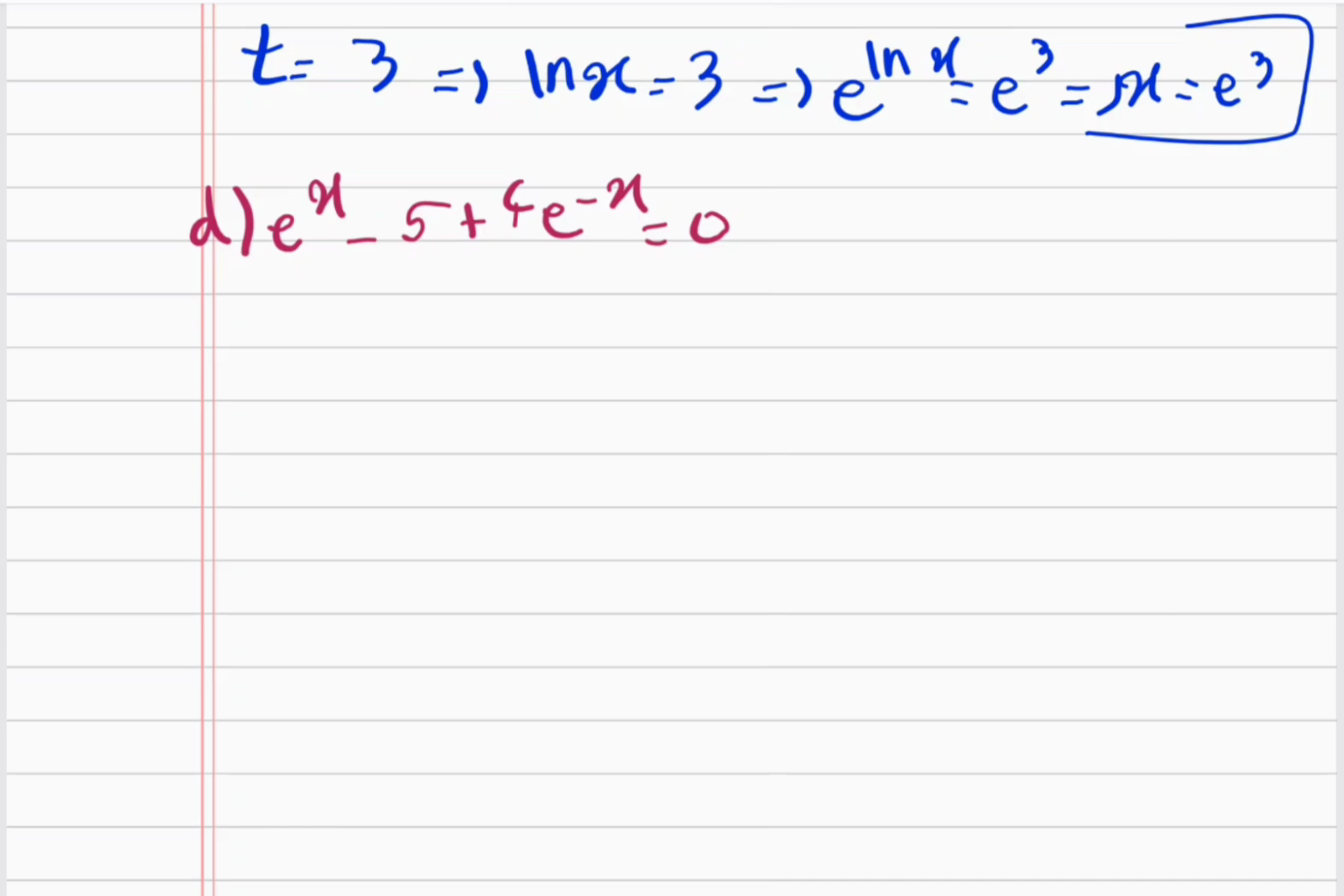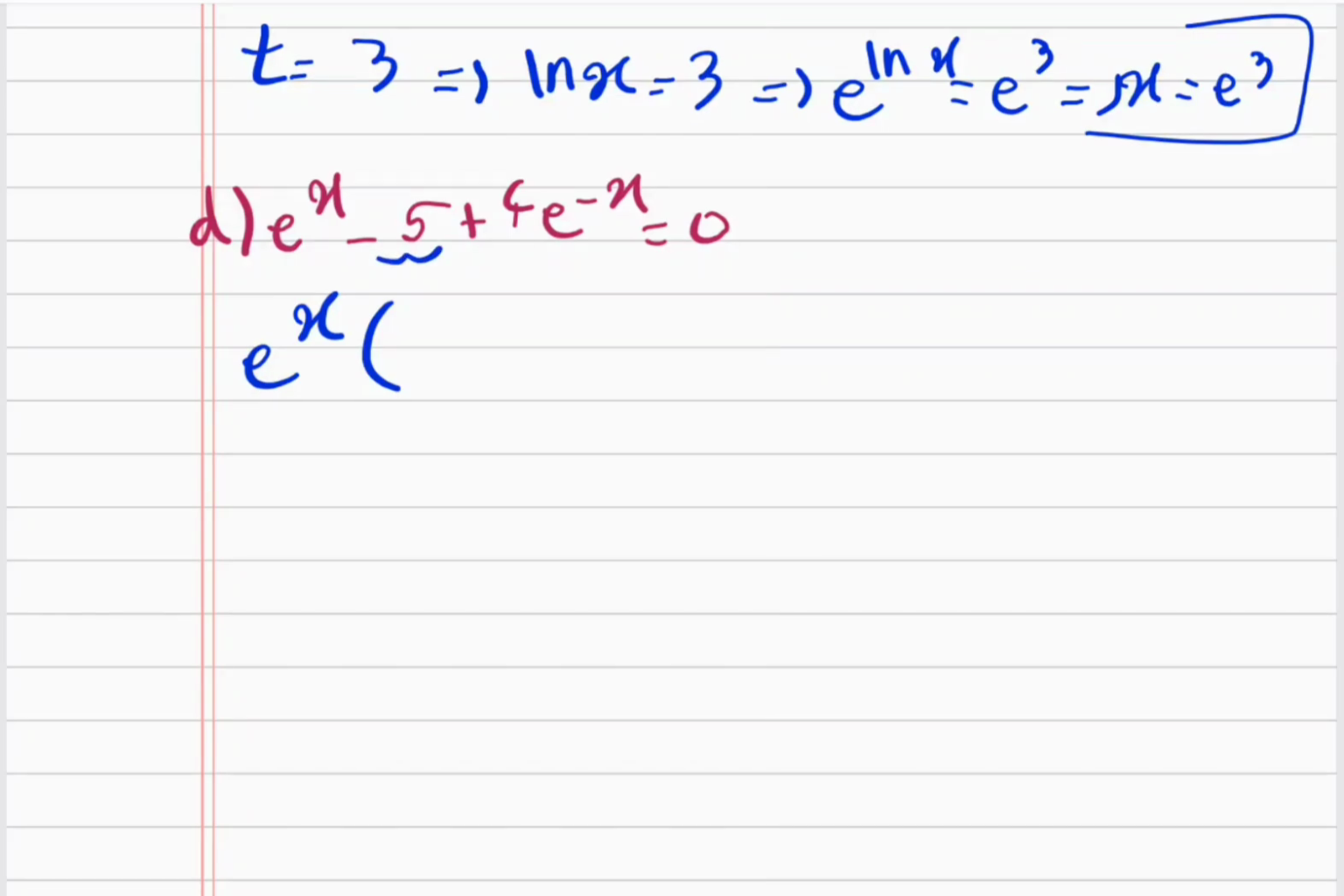we need to do something with e to the power of x, because normally when we have something like e to the power of x, in some cases we take a factor of e to the power of x, and in those cases the equation becomes simpler, so we can solve by factorization. However, in this case, if we take a factor of e to the x, then it's not going to get simpler.